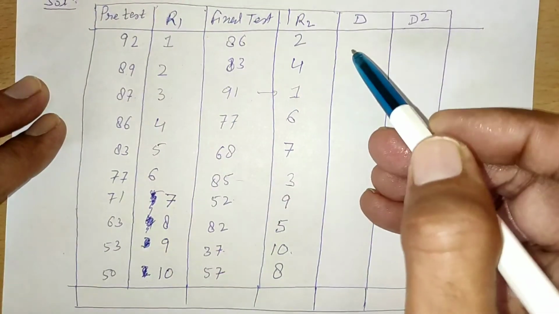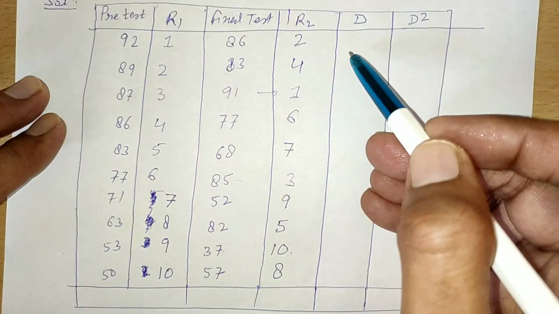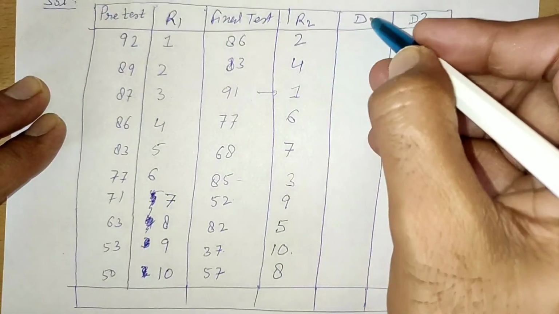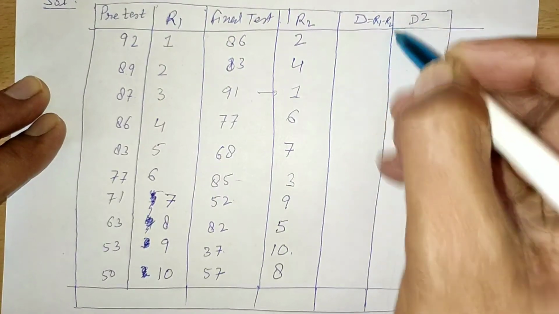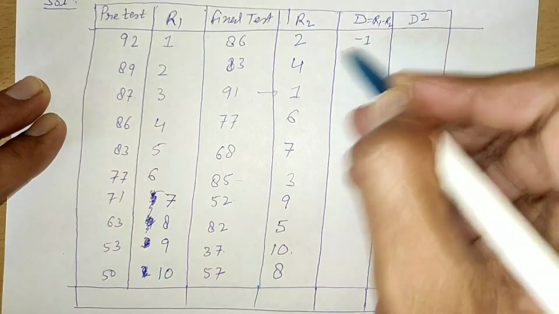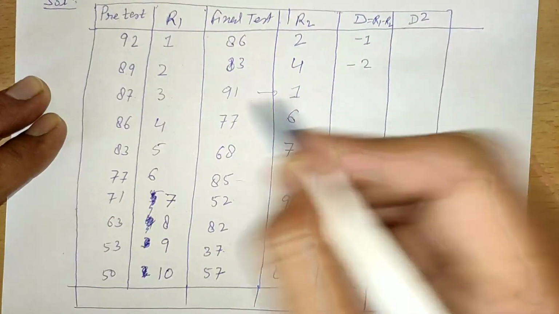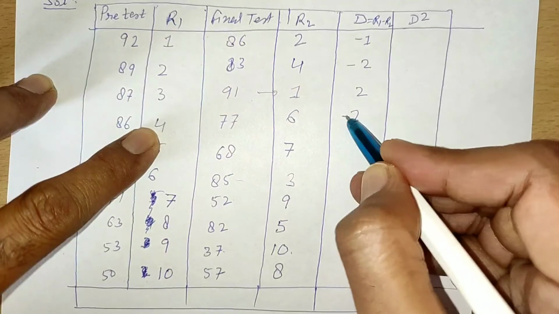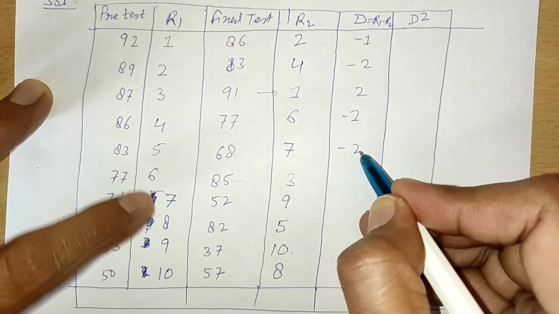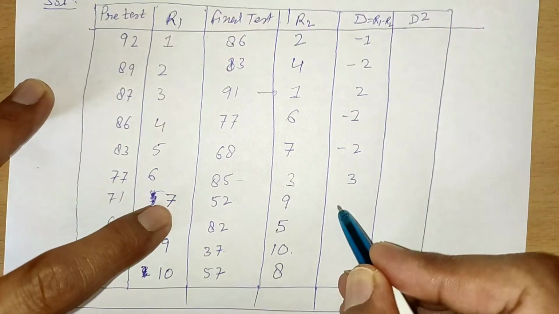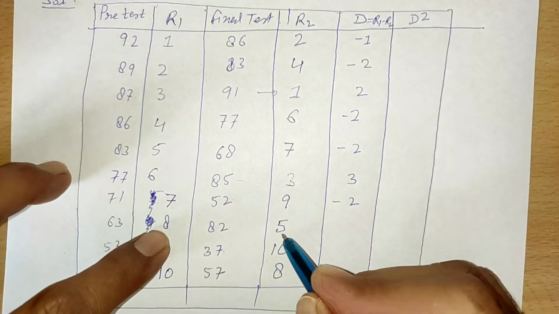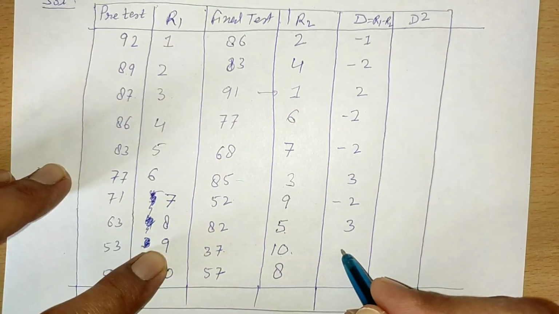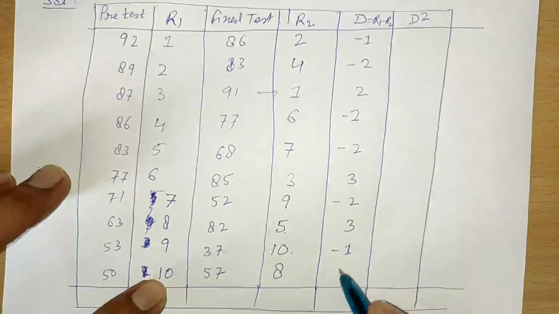Now take the difference. You have to find the Spearman rank correlation coefficient. Now you have the ranks, so just take the difference. D is R1 minus R2. So 1 minus 2 is minus 1. 2 minus 4 is minus 2. 3 minus 1 is 2. 4 minus 6 is minus 2. 5 minus 7 is minus 2. 6 minus 3 is 3. 7 minus 9 is minus 2. 8 minus 5 is 3. 9 minus 10 is minus 1. And 10 minus 8 is 2.